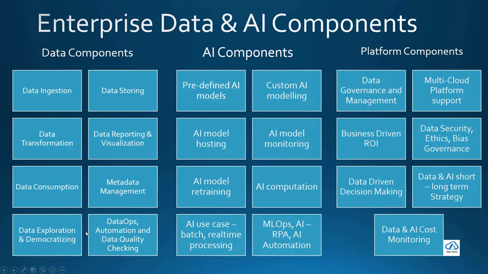At the same time, we need to have data operations, automation, and data quality checks. DataOps is a new term these days, which is about having a proper data flow or data lineage. This data flow will ensure that there is no bottleneck. So these are the components you need to consider to design the solution architecture for the data side.